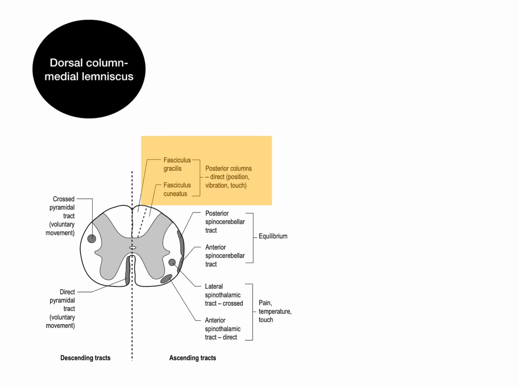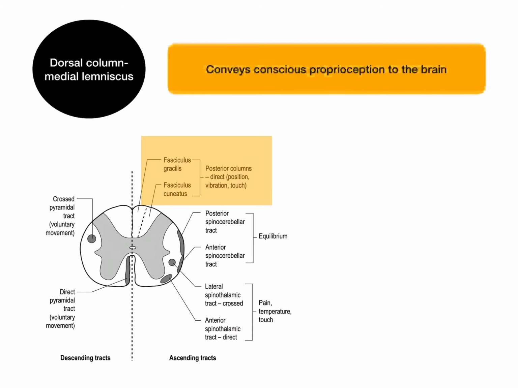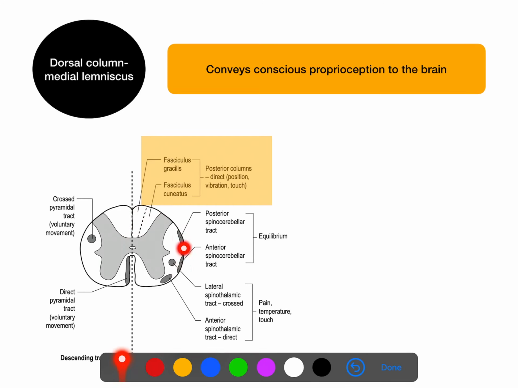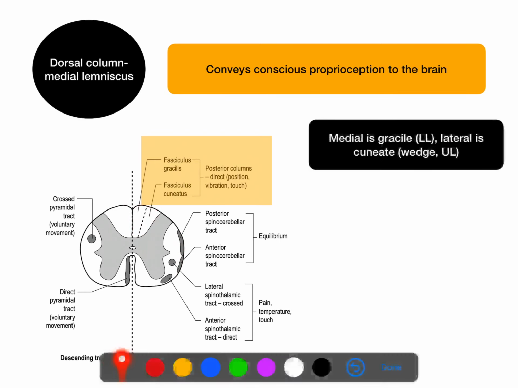So, what about the dorsal column medial lemniscus system? Well, as we said, this is conscious proprioception to the brain, and it sits at the back. So we've said that the spinocerebellar is here, and our dorsal column medial lemniscus system is there. The medial one is gracile, and that's because it's slender. So it's supposed to look thinner than the other one. It's basically this region here, the gracile nucleus. And that is the lower limb.